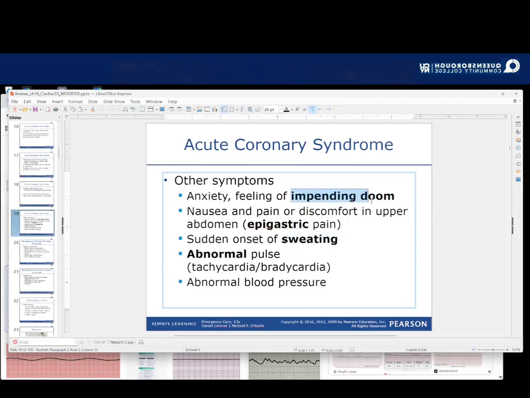So even if the patient does not think they're going to die, their body is aware that it's going to die, and it's starting to pull out all the stops, trying to save its own life. So the stress response is full on alarm mode, and the person starts to sweat. The abnormal pulse is because the heart is not beating properly.